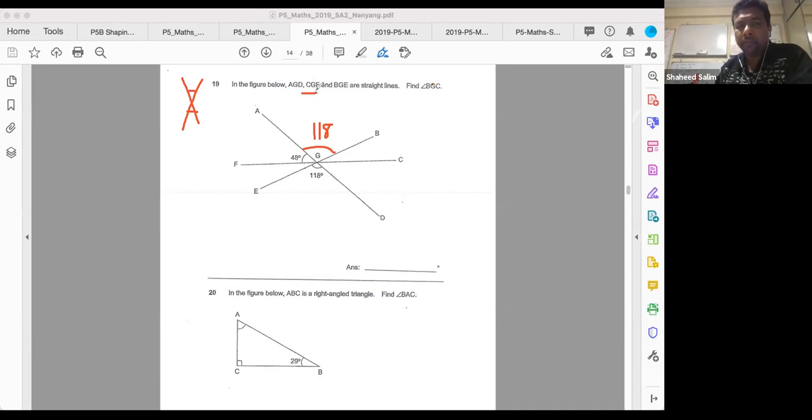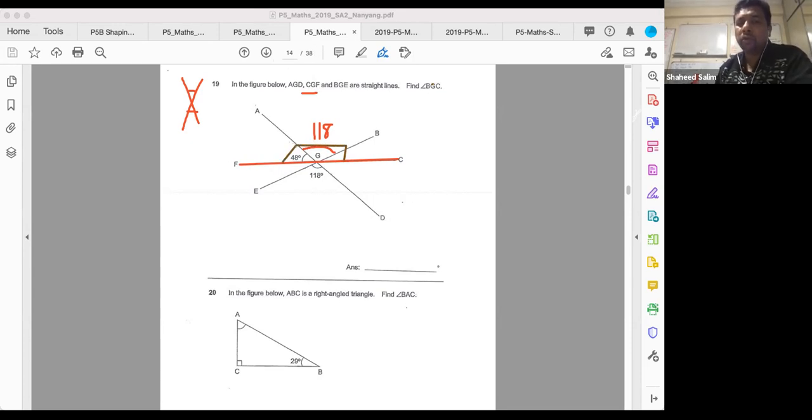CGAF, straight line. So now you draw, you can see, I'll draw down here for you. From here to here, this is a straight line. If this is a straight line, what does it mean? It means that this whole thing together is 180 degrees.